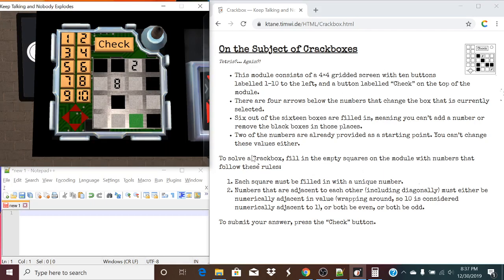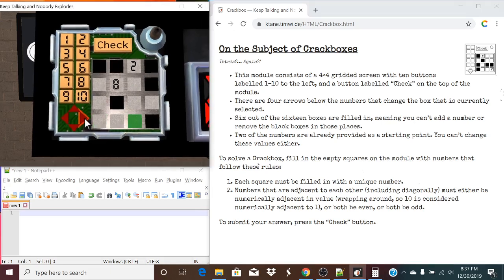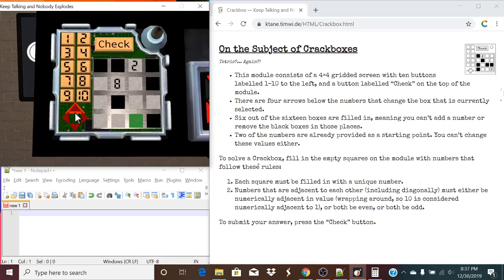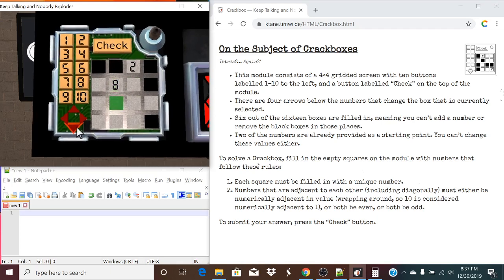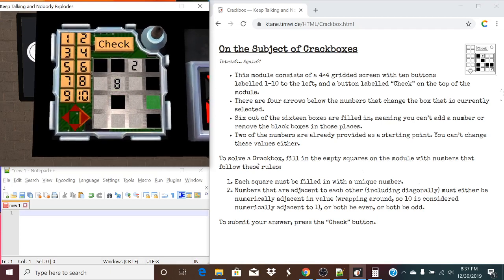So what we need to do for this is to solve a Crackbox, fill in the empty squares being white, and the black squares being the filled in ones, so that means we can't put anything there. Green is the one that we're currently on, so let's say if I try to put down like a 9 here, that wouldn't work whatsoever. It doesn't give you a strike at all, so you don't have to worry about that.